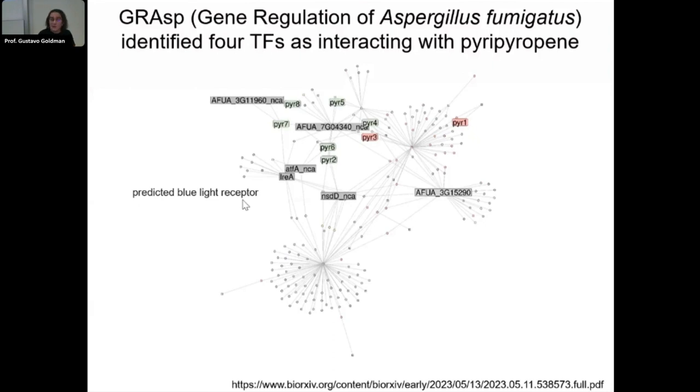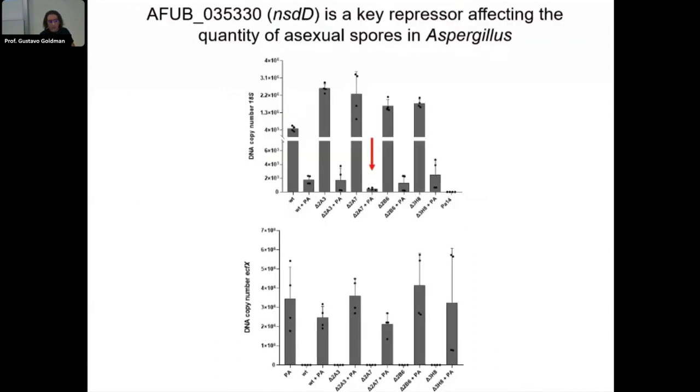That's a receptor of blue light that I don't think really works in terms of blue light reception. We don't know exactly what this receptor is doing. We are going to characterize them, but let me show you some preliminary results of these transcription factors. One of these transcription factors, NsdD, is a key repressor that affects the quantity of asexual spores in fumigatus. But not only that, it's important for cell wall biosynthesis. And now we are checking exactly, by using RNA-seq and other techniques, what NsdD is doing.